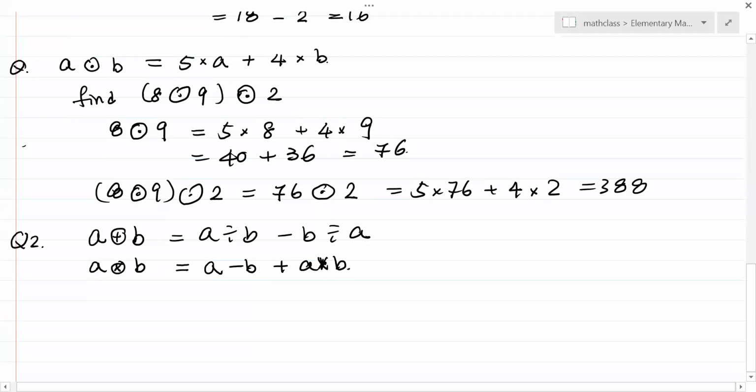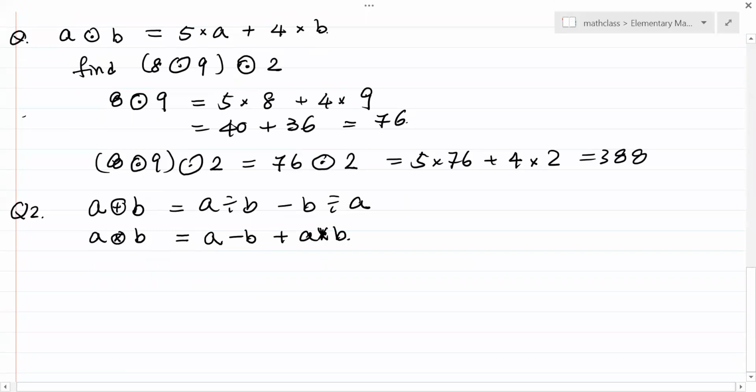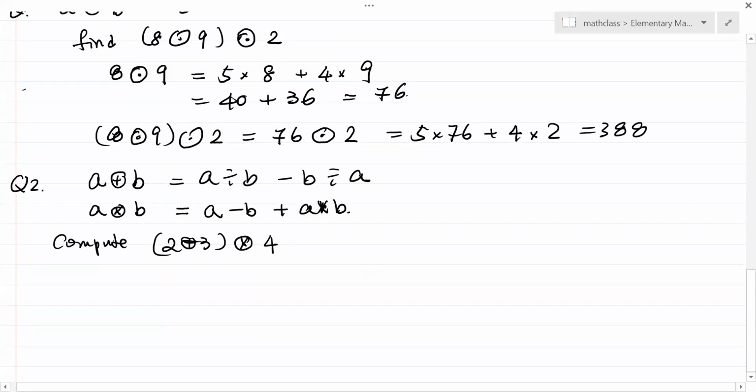All right, so now it's pretty complicated, right? That's two different operations here. So what we want to compute is (2 circle-plus 3) circle-times 4. To solve this problem, you have to use the first operation to find 2 circle-plus 3.